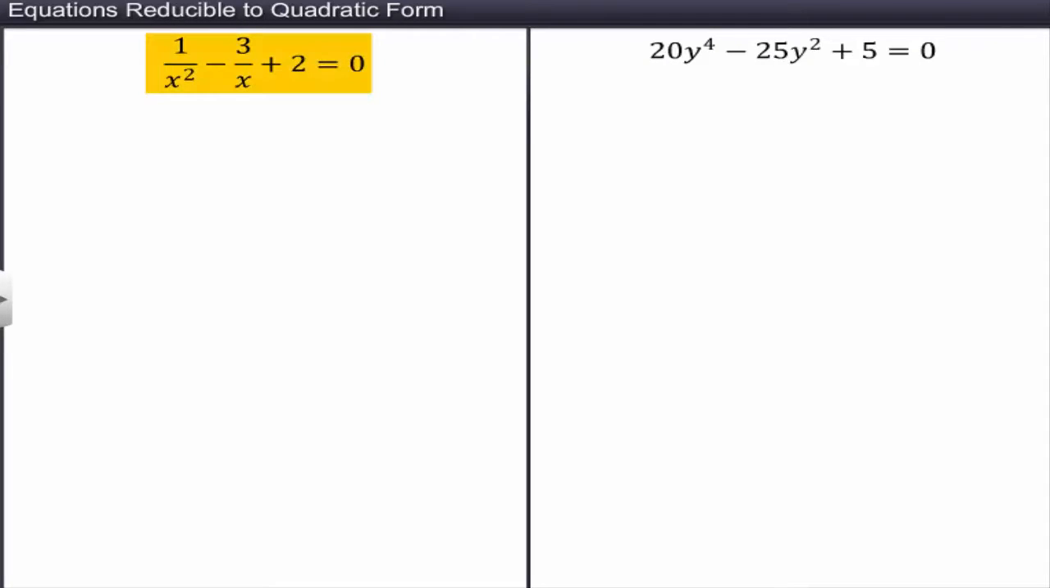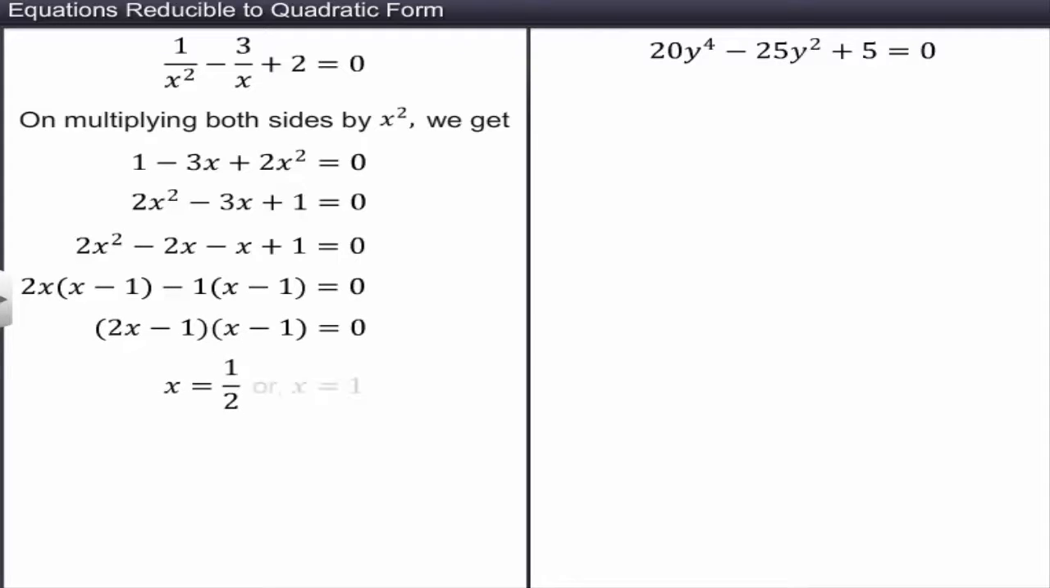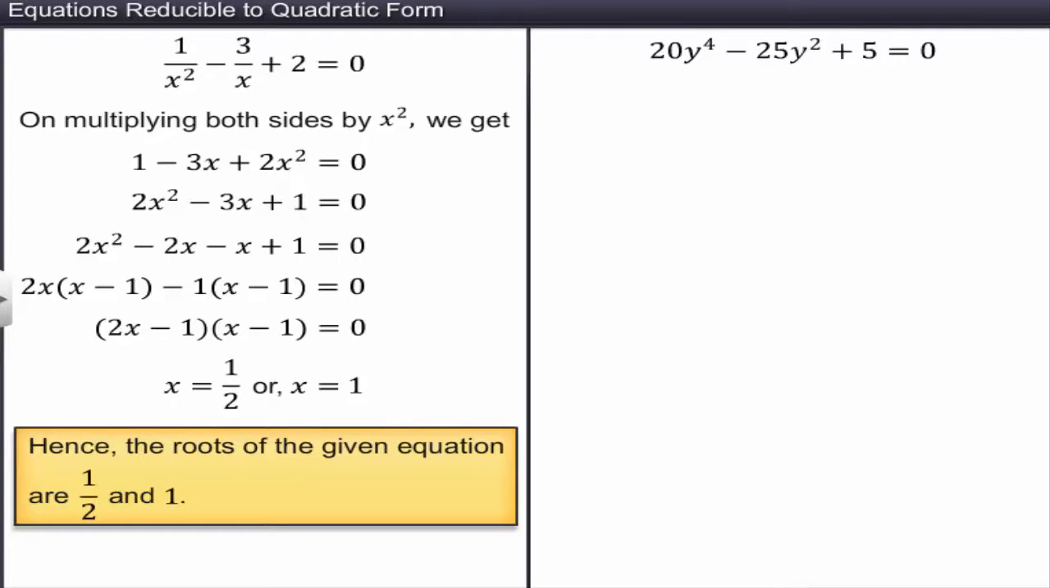Consider the first equation. On multiplying both the sides of this equation by x squared, we get 2x squared minus 3x plus 1 is equal to 0. Observe that this equation is a quadratic equation. Now, this equation can be easily solved by splitting the middle term, as shown here. This gives the roots of the given equation as 1 upon 2 and 1.